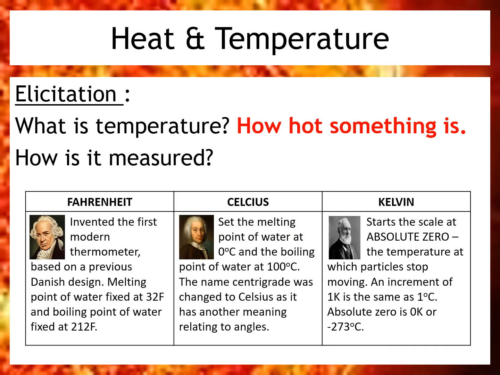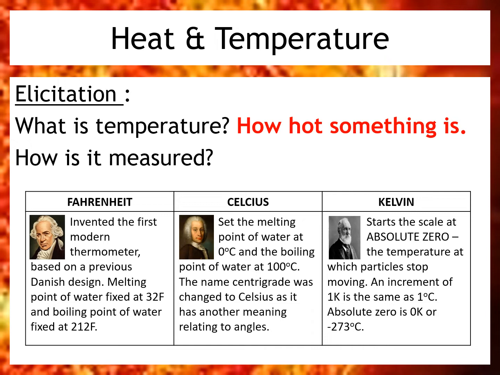The definition of temperature is how hot something is. So a sparkler or a candle will be hotter than cold water in a beaker. We know that we measure temperature using a thermometer, but the scale we use has changed over the years. So the most old-fashioned one is the Fahrenheit scale. Now your parents or certainly your grandparents might be familiar with this, but we don't really use it anymore today.